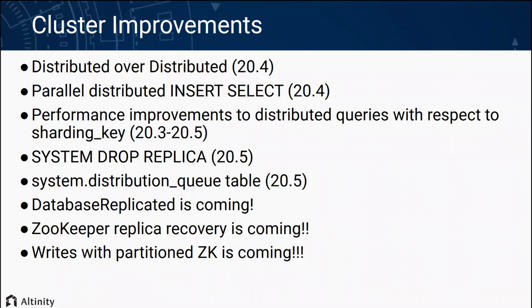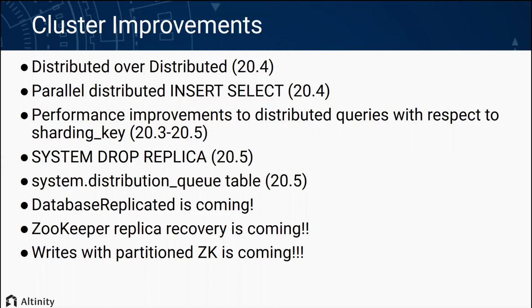Then one of the very long-awaited features is parallel distributed insert select. If you work with a cluster and if you need to copy data or part of the data from one distributed table to another distributed table, you may notice that it works slow. It worked slow before, because ClickHouse had to collect the data from all shards to the node where you're running the query, and then ingest it to the distributed table, right? And then do the distribution, etc.